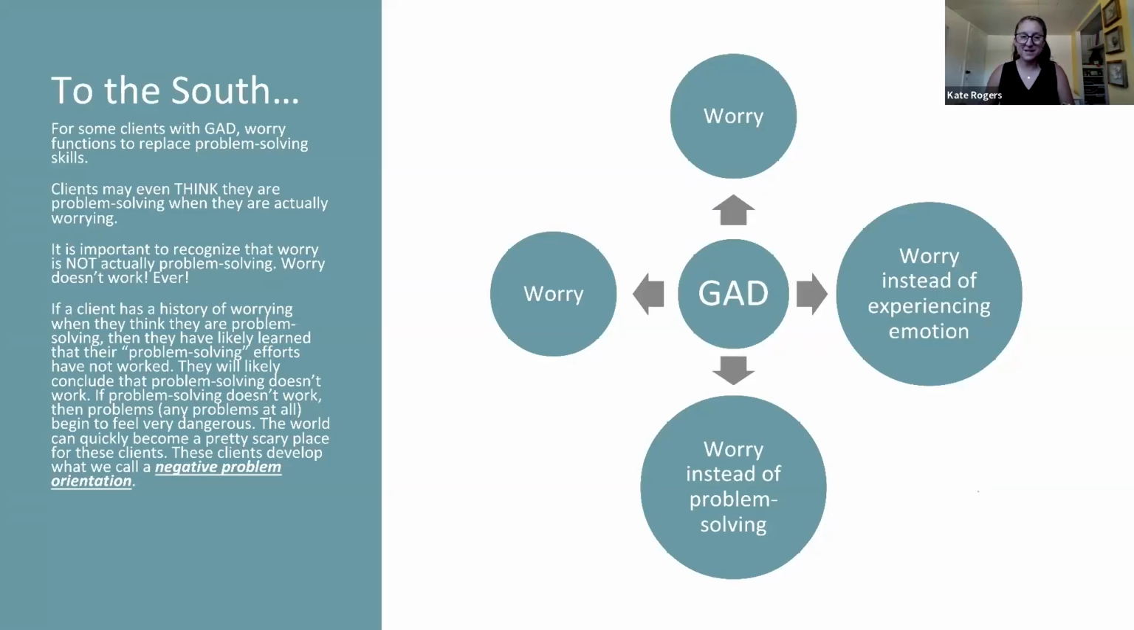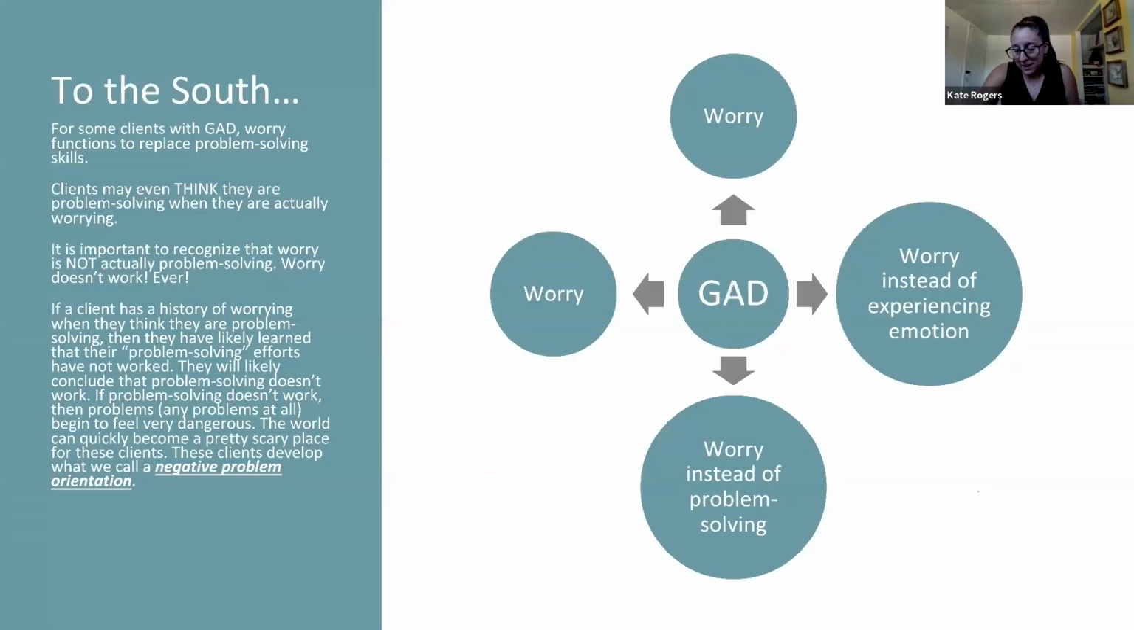These are such different processes, and yet clients with GAD often worry instead of problem solving, thinking they are problem solving. But because worry does not work, it's the rocking chair that goes nowhere. What they can learn is that problem solving must not work, at least not for them. This is referred to as a negative problem orientation. This is a term that means the belief that problem solving doesn't work, at least not for me. And it develops in our GAD clients when they have that tendency to worry instead of problem solve, thinking they're problem solving. And you can imagine how quickly this is going to take someone down.